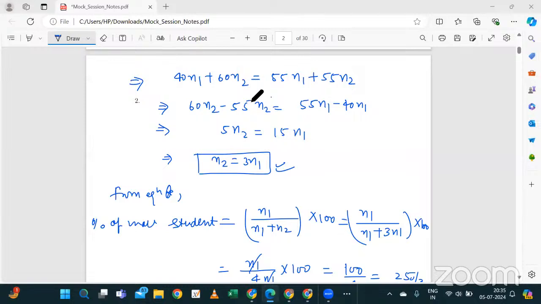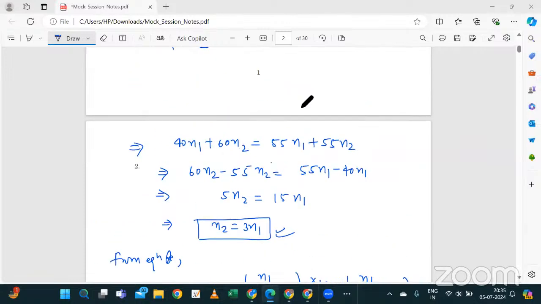Okay. Where do you have doubt? This is clear to all of you, right? Explain from the starting. I think it's a very basic thing, right?